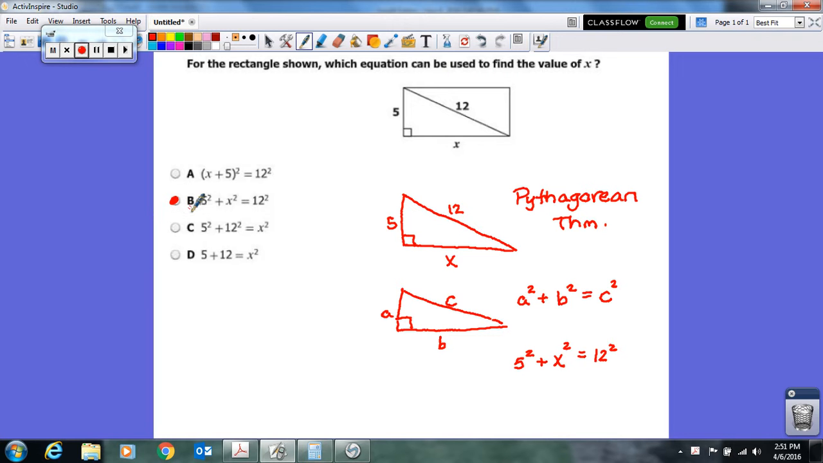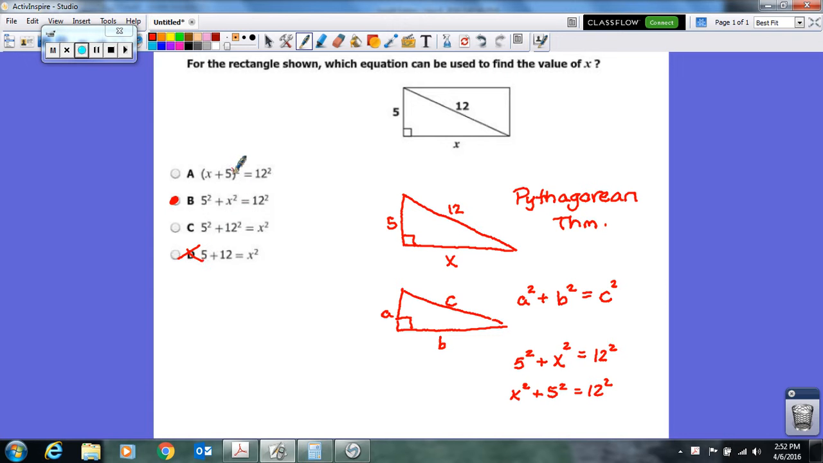Now there's actually other possible answers. Since we have addition here, these two could be reversed. We could have x squared plus 5 squared being equivalent to 12 squared. That's exactly the same thing. It just happened to work out that the way I solved it looks exactly like the answer that they provided for us. These other measures here, 5 plus 12 equals x squared, doesn't make sense at all.